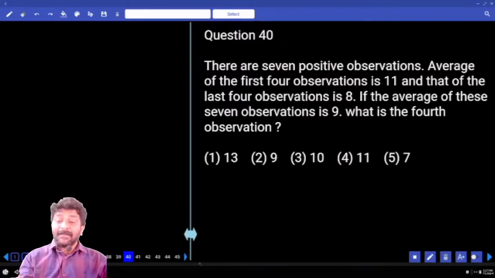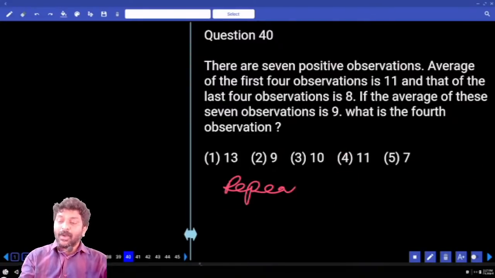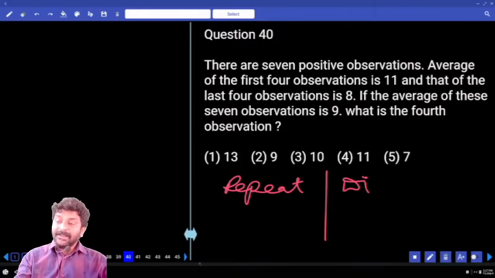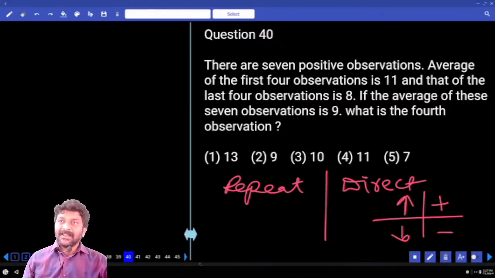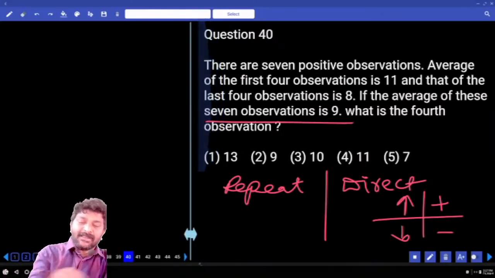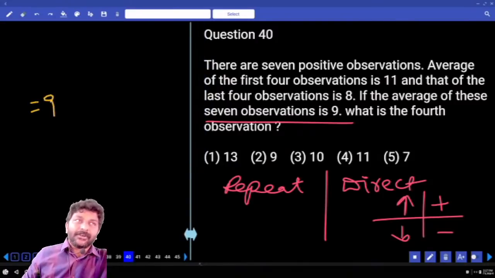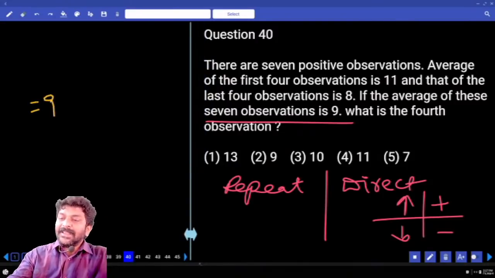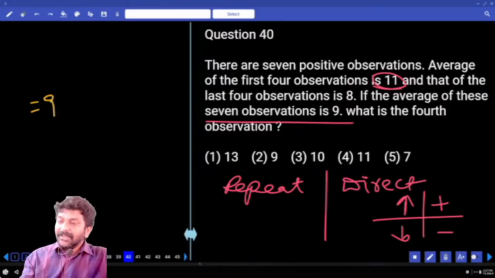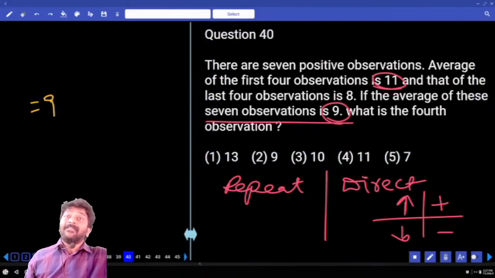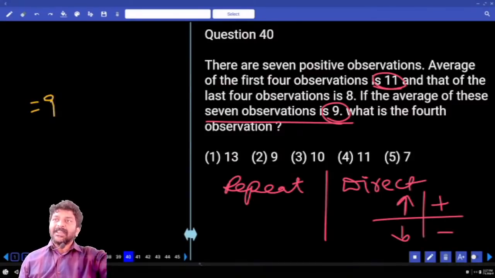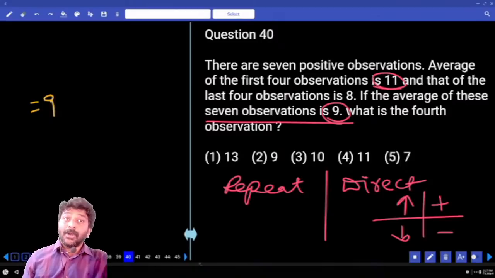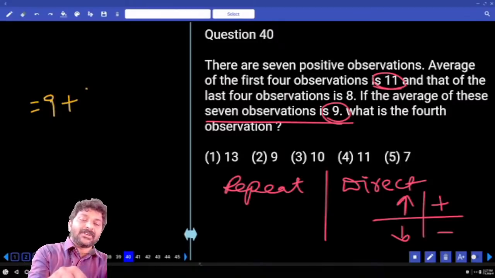repeating. If it is number repeat case, what effect do you use? Direct effect. Direct effect in the sense, if average is more, we will add. If average is less, subtract. That's all. Correct. What is average of all 7 numbers? I'll start with fourth number is also 9. What is average of first 4 numbers? Which is how much more than original average? 2 more. Like that, how many numbers are there? 4 numbers. Correct. 4 into 2, more or less? Direct effect, so we will add 8.